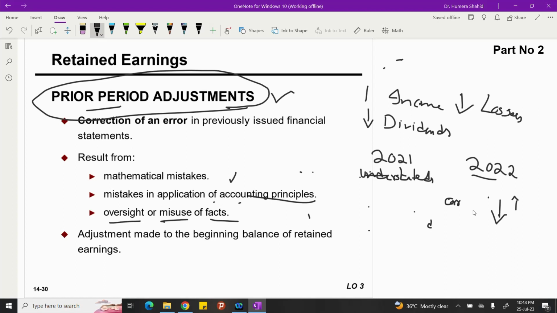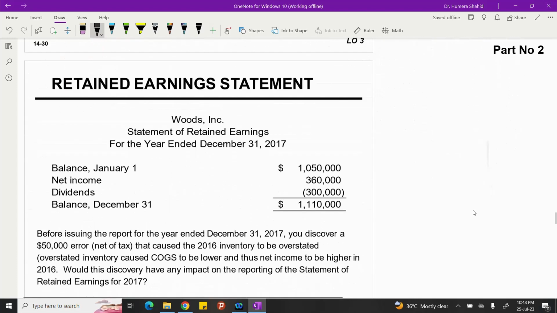So while preparing the current year retained earnings statement, you will first do the adjustment of these errors. Do remember, if an error has made your net income understated last year, you will add it this year. If an error has overstated your net income last year, you will reduce it this year in the retained earnings statement. Okay, so let's have this example.